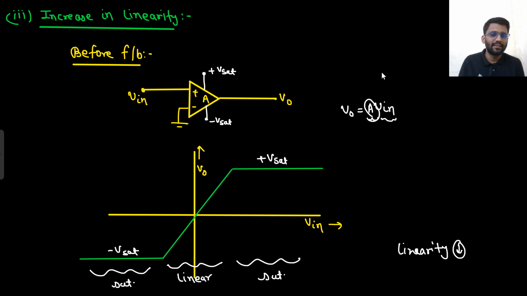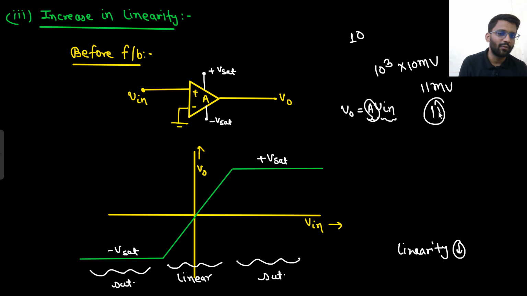Are you getting this point? Let's say the A value is 10 to the power 3, and your saturation voltage is 10 volt. So it will rise linearly only till 10 millivolt. Once it reaches 11 millivolt, your output would be 11 volt, which is not acceptable, so it will be clamped at 10 volt. So you have achieved linearity only till 10 millivolt.